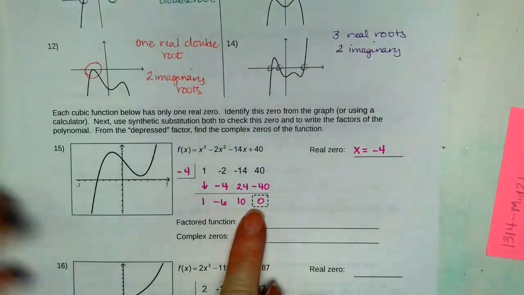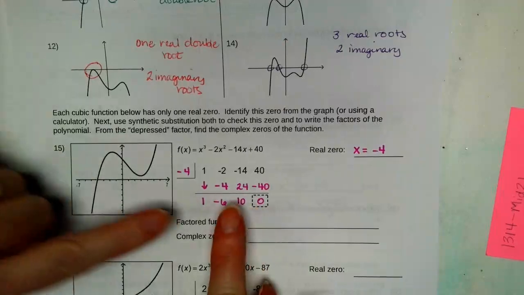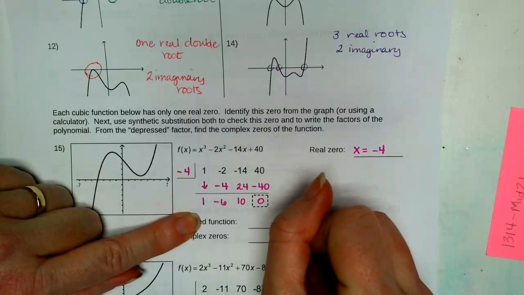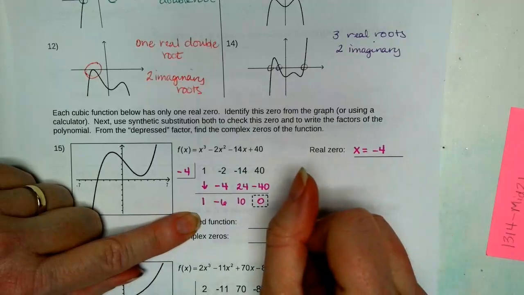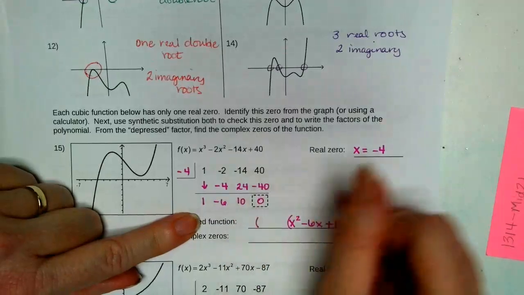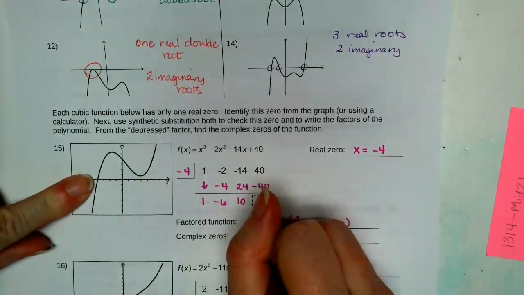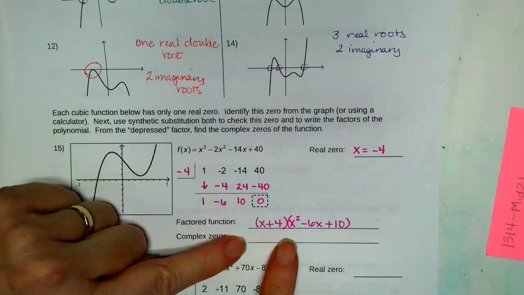Remember, it should come out to be 0 because I'm looking at it. I know it's a 0. That gives me my factored function. So this is going to be x squared minus 6x plus 10. That's the factor I found. They gave me the x equals negative 4 by the graph. As a factor, that's x plus 4. Now I have to find my other two zeros.